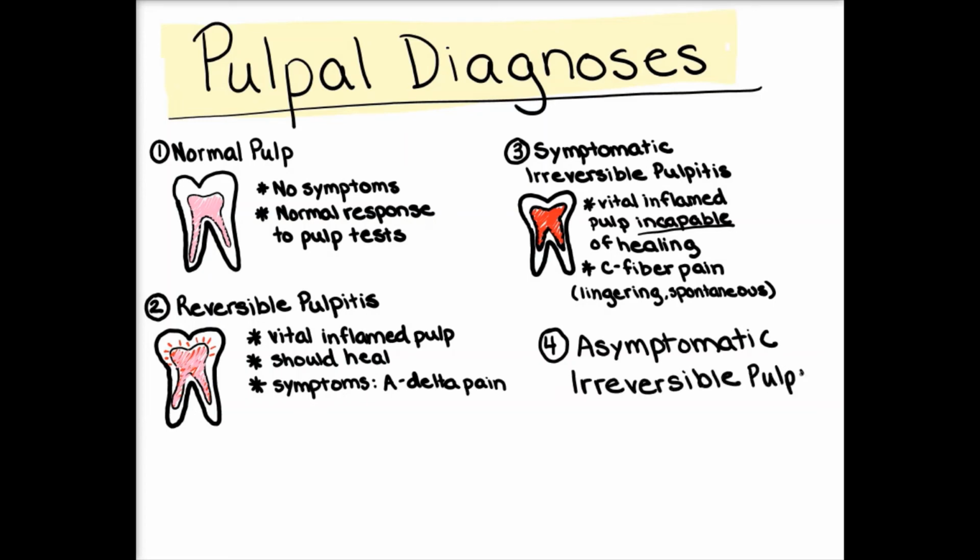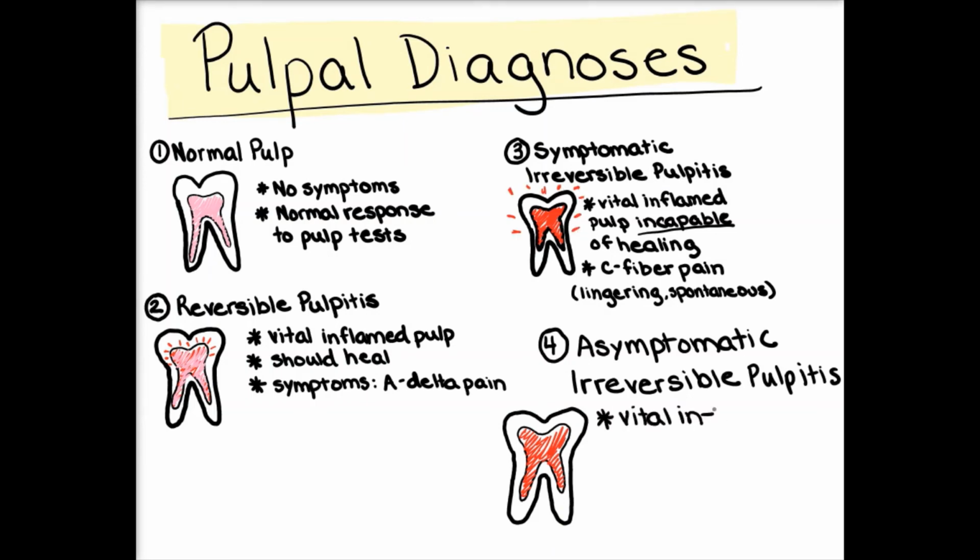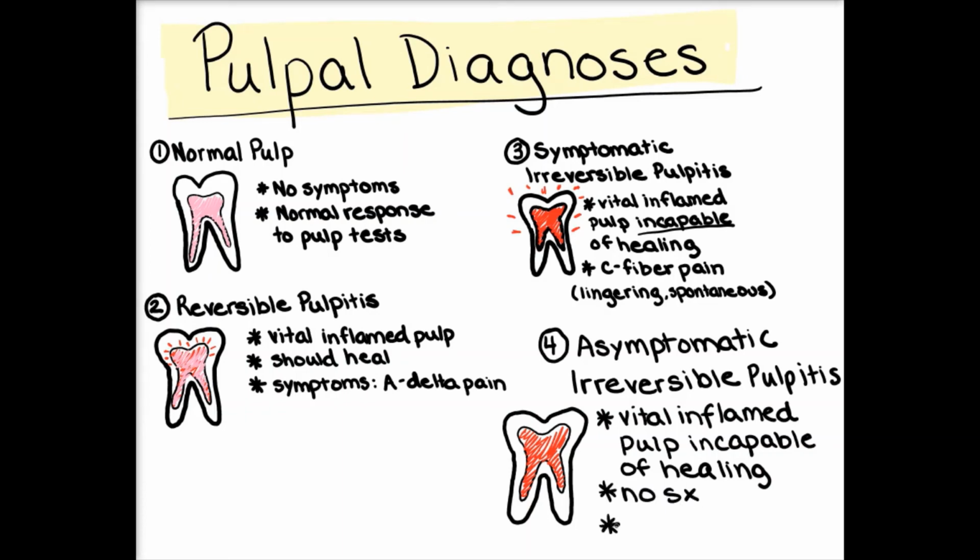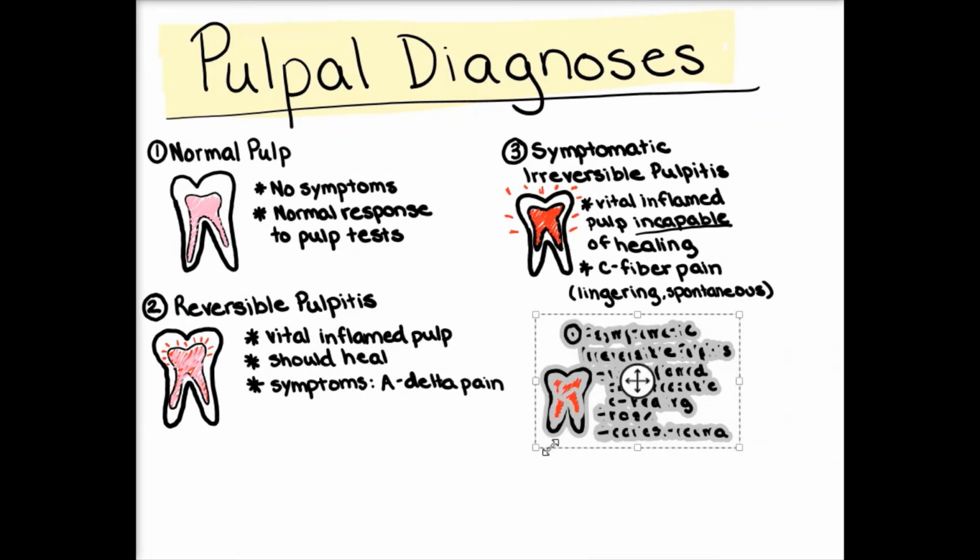Last on this slide, we'll take a look at asymptomatic irreversible pulpitis. The tooth I'll draw here will look a lot like number 3, but the difference is that it will not be causing the patient any pain. This is another vital tooth, but it is again past the point of healing itself. Again here there are no symptoms, but you are likely to see evidence of inflammation in the form of caries or trauma.